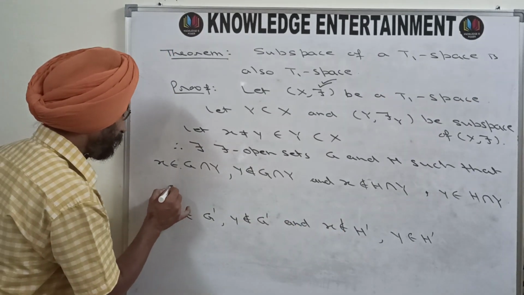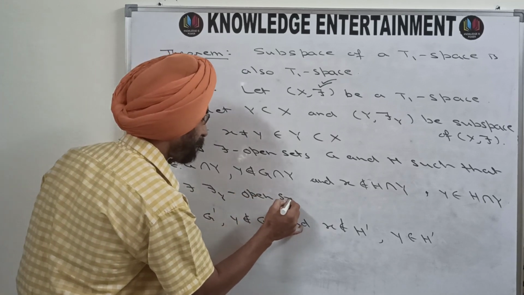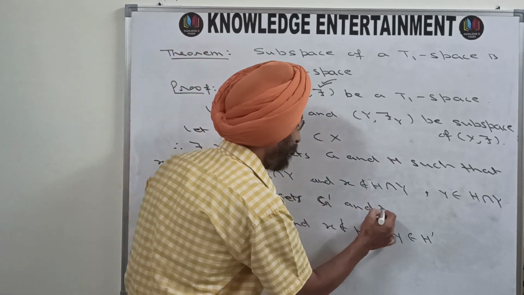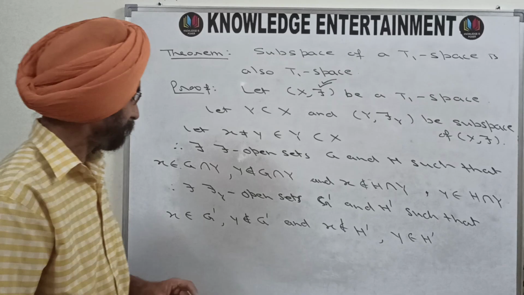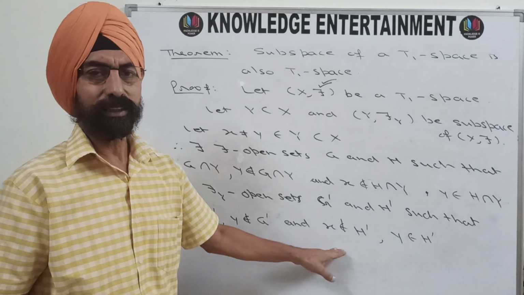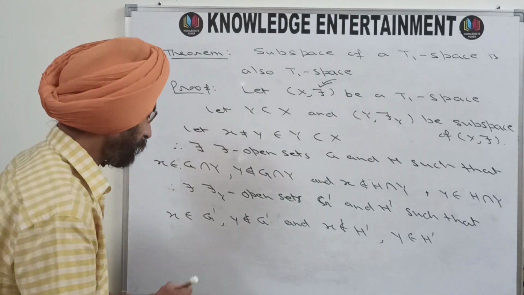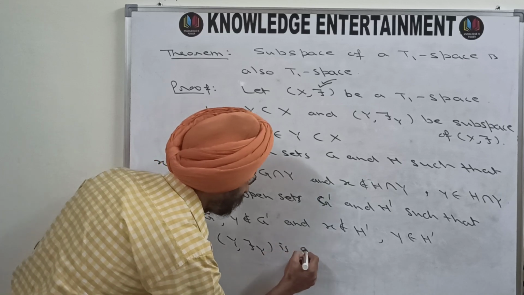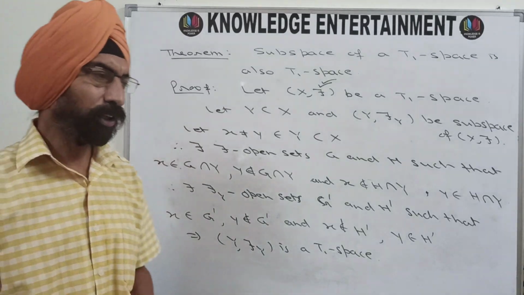So I can say, therefore, there exist tau Y open sets G dash and H dash such that X is in G dash, Y is not there, Y is in H dash, X is not there. So which makes the subspace Y tau Y a T1 space, and that completes the theorem.